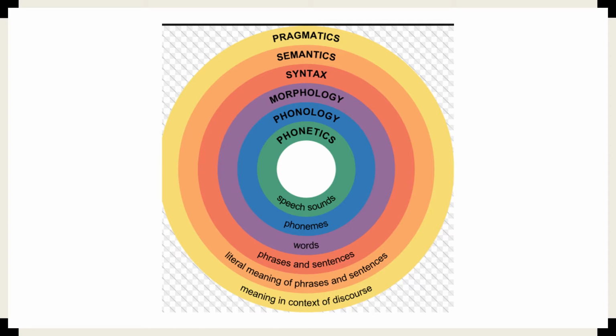and then the definition is on the bottom part. So phonetics is speech sounds, phonology is phonemes, morphology is words. So remember those small units of meaning. Syntax is phrases and sentences. Semantics is then the literal meaning of the phrases and sentences, and pragmatics is the meaning in context. Another way to think about pragmatics too is it's often applied to figurative language. So when we say it's raining cats and dogs, semantically we know what that means. There are literal cats and dogs falling from the sky, but pragmatically we know that it means that it's raining very hard.